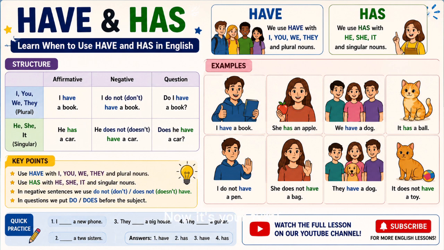Now it's your turn. Choose the correct answer. Think carefully before answering. Did you get all of them right? Excellent. The best way to improve your English is to practice every day. Try making 5 sentences with have and 5 sentences with has after this lesson. The more you practice, the faster you will improve.